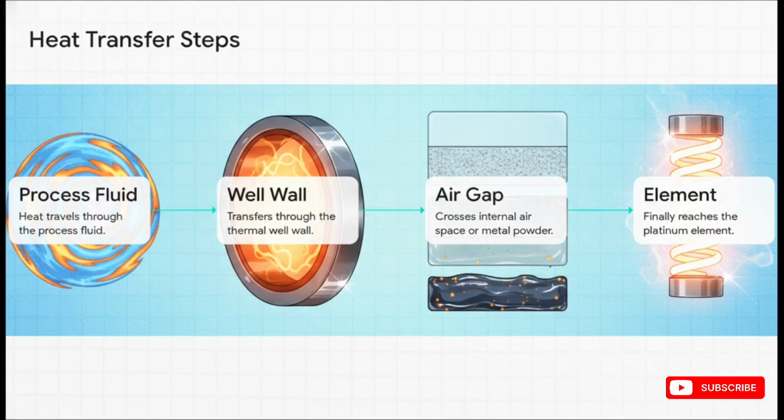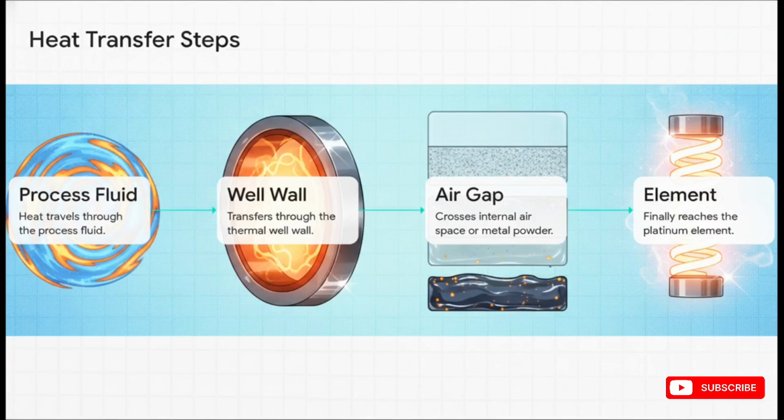First, it travels through the process fluid. Then it conducts through the thick thermowell wall, crosses the internal airspace, which, by the way, is a terrible conductor, and then finally reaches the platinum element. It's honestly a lot like lag in a video game. The event happened, but your screen is delayed because the signal is fighting through an obstacle course.